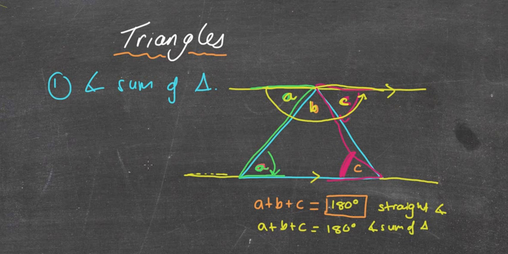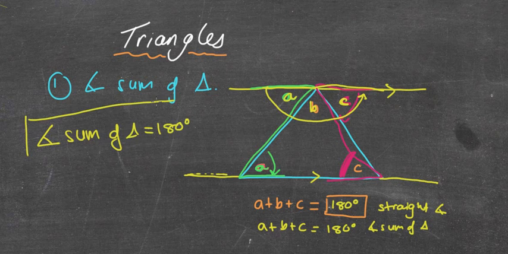So often when you're asked about the angle sum of a triangle, you simply need to remember that the angle sum of a triangle equals 180 degrees, and that's often what you'll give for your reason when you're solving questions, which I'm going to show you. So let's have a look at a couple of examples.